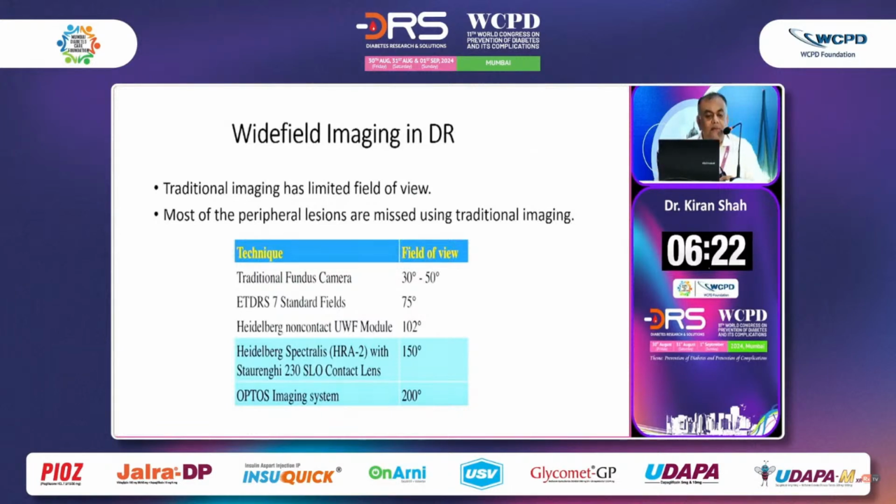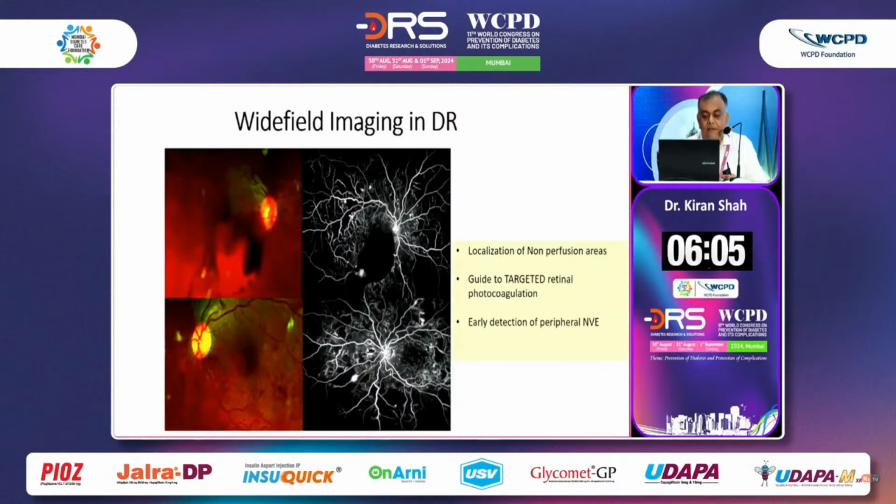Now, ophthalmologists have also been using what is known as wide field imaging. What we use is around 30 to 50 degrees, but people are now looking into 150 degrees and 200 degrees field of view, which means you get right from the disc up to the periphery of the fundus. So that's wide field imaging. It helps us localize the non-perfusion areas. It helps us do targeted retinal photocoagulation and early detection of peripheral neovascularization elsewhere.